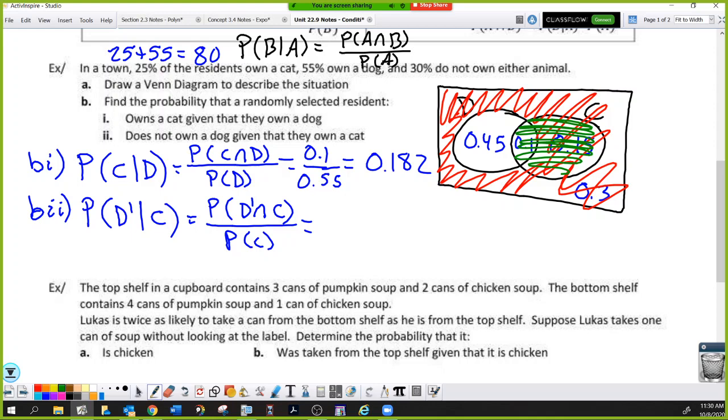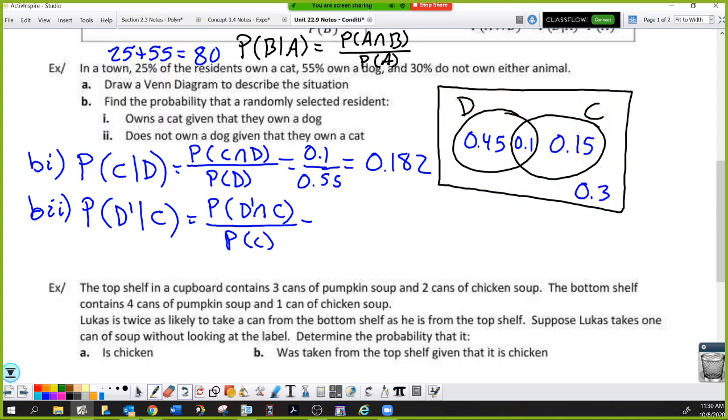Where do they overlap? What number? 0.15 is where they overlap. So they overlapped at 0.15. And what is the probability of cat? Well, that was given to us, 0.25. So 0.6. Not bad, right? Lovely. I just like it when you get it. Makes it a lot easier.